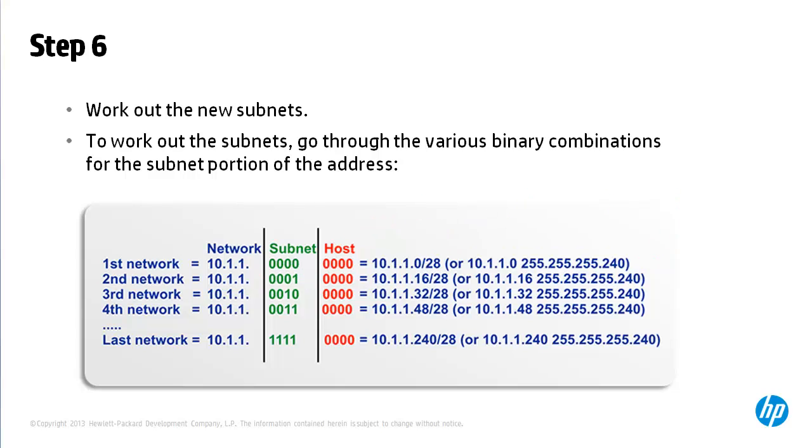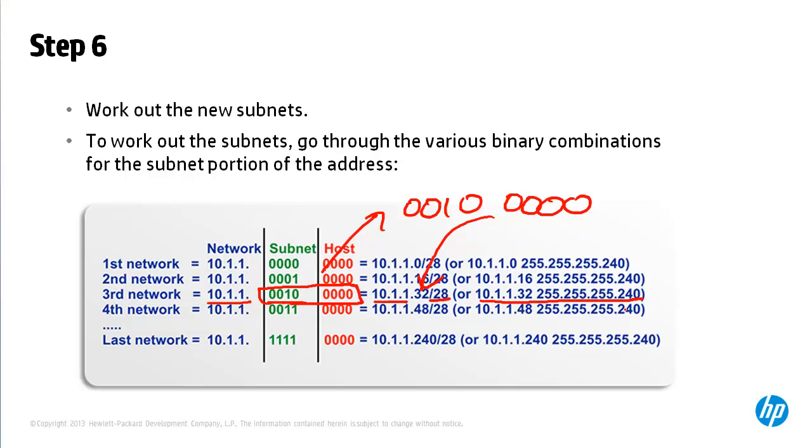10.1.1.16/28. The third subnet is 0010, just going through the binary combinations. So this is equal to 10.1.1, the network portion. This once again is a single octet. So 0010, 4 binary zeros, which equates to 32 in decimal. So the subnet is 10.1.1.32/28, which can also be written as follows.